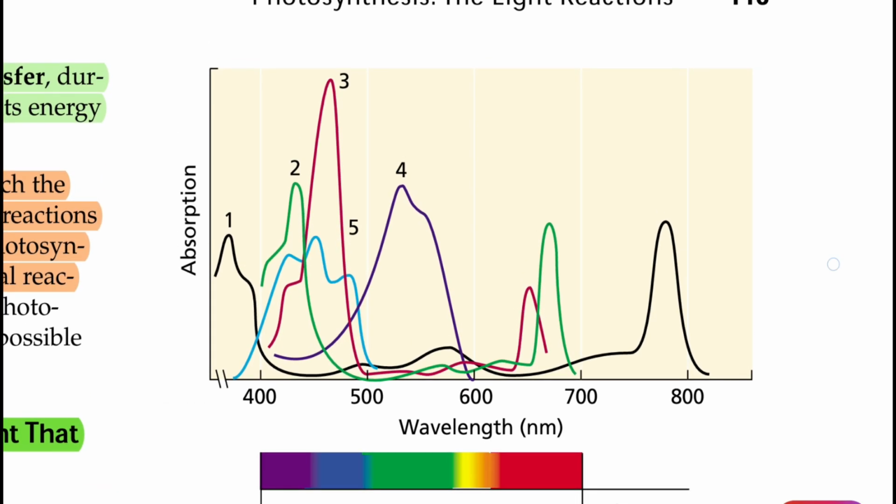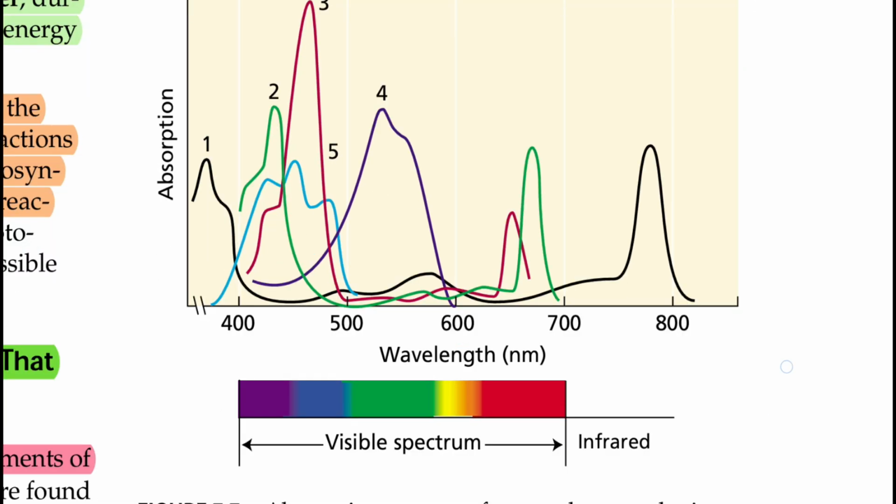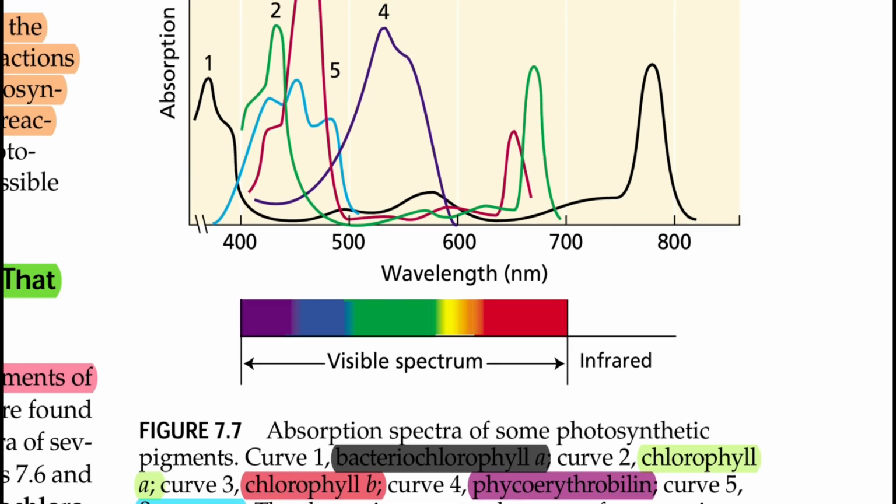We can see here the chlorophyll A molecule is also active, but it is mostly active in the red region of the light, approximately 680 to 700 nanometers, and it is also active in the blue region. The next one is about purple light, which is phycoerythrobilin.